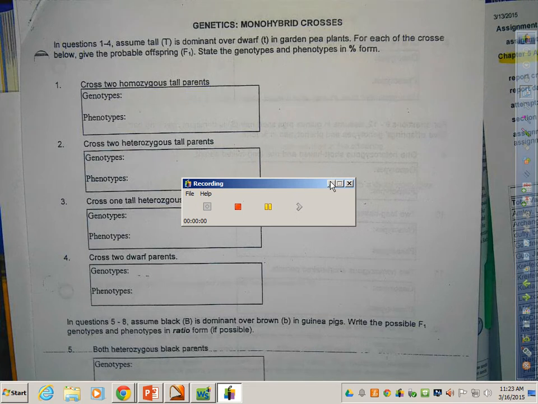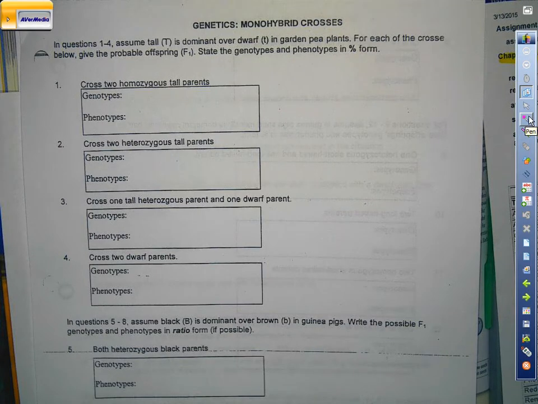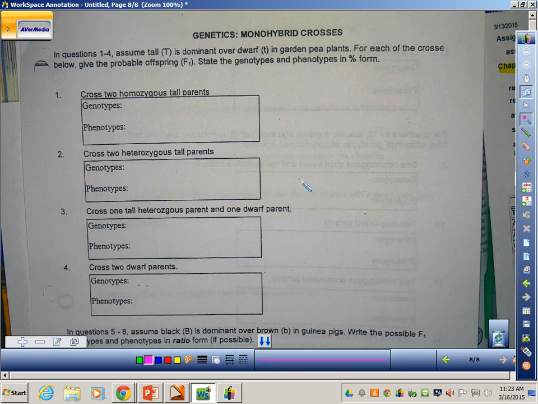All right. So we're going to have a lot of situations today. And of these situations, I'm going to give you one way I want you to do them all. Let's read the situation for the first one. It says that tall, big T, is going to be dominant over dwarf, which is little t, in pea plants. Okay, so our dominant trait is tall, so we're going to use the letter T to represent that. The recessive is dwarf, so we're going to use a little t to represent that.